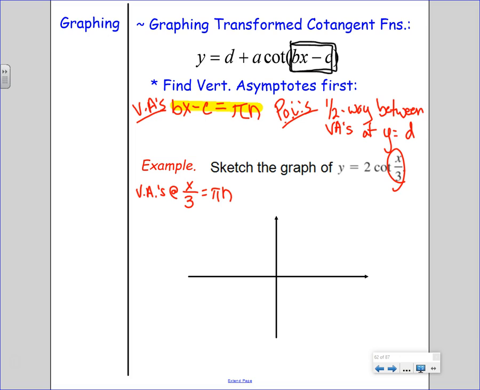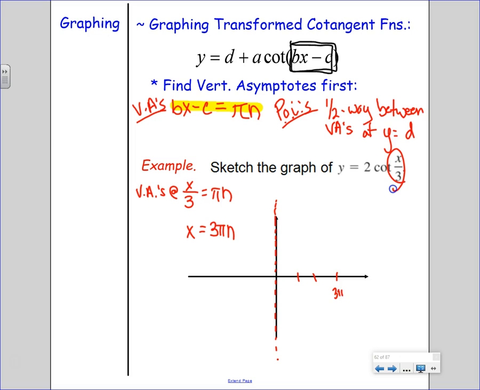Vertical asymptotes of cotangent are always naturally at pi n. So then, just multiply by 3, right? Therefore, where are my vertical asymptotes? 3 pi n. 3 pi, and every 3 pi. Starting at 0, okay, fine. But then, if n is 1, where's my next vertical asymptote?